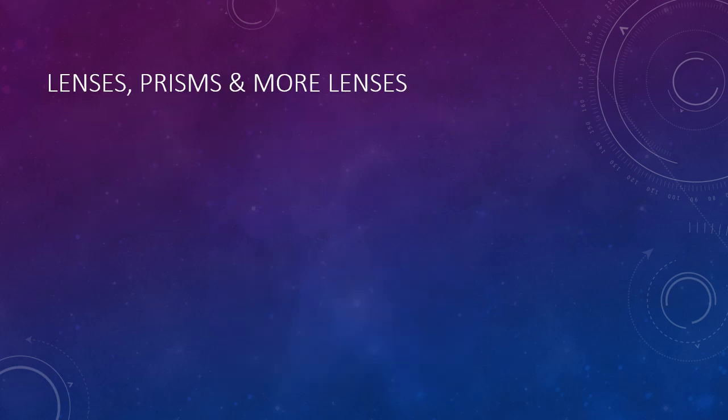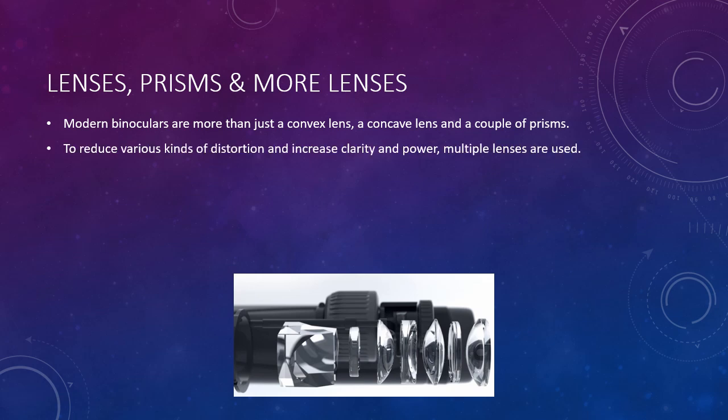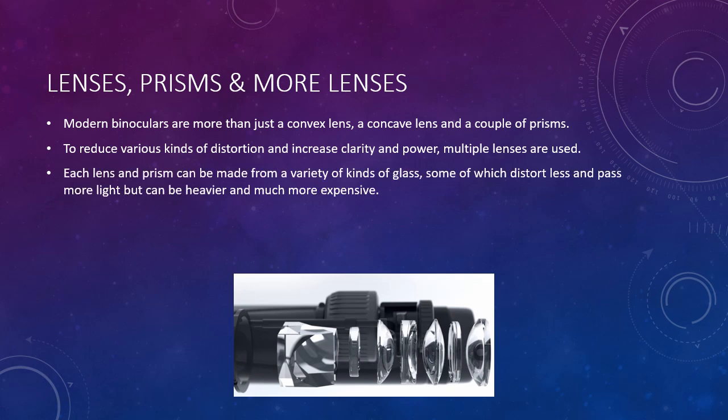Lenses, prisms, and more lenses. Modern binoculars are more than just a convex lens, a concave lens, and a couple of prisms. To reduce various kinds of distortion and increase clarity and power, multiple lenses are used. Each lens and prism can be made from a variety of glass, some of which distort less and pass more light, but can be heavier and much more expensive.